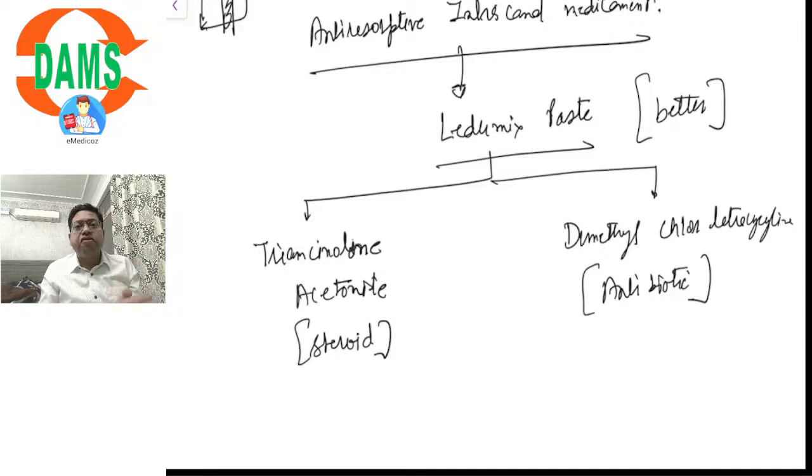So if there is a case of tooth avulsion, a long-standing case of tooth avulsion, which is the preferred medicament? Ledermix paste. If there's a case of internal resorption, which is the preferred paste? Ledermix paste. So if the question is specifically asking you the intracanal medicament of choice, you would stick to Ledermix paste. Otherwise, calcium hydroxide routinely.